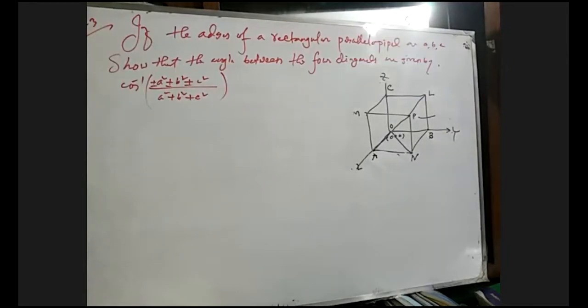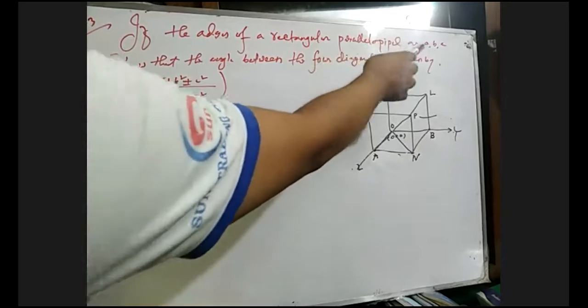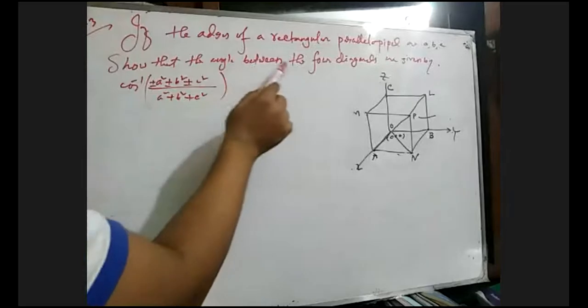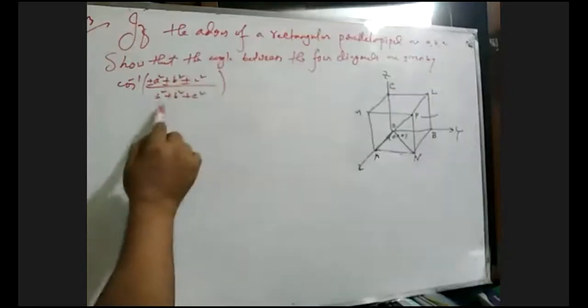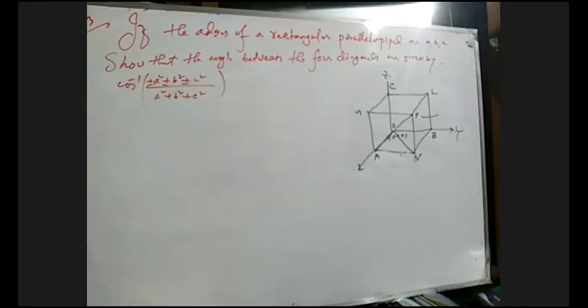If the edges of a rectangular parallelepiped are a, b, c — length a, breadth b, height c — then show that the angles between the four diagonals are given by cos inverse of plus or minus a square plus or minus b square plus or minus c square, divided by root over a square plus b square plus c square. Same as the previous example, same concept and same figure.